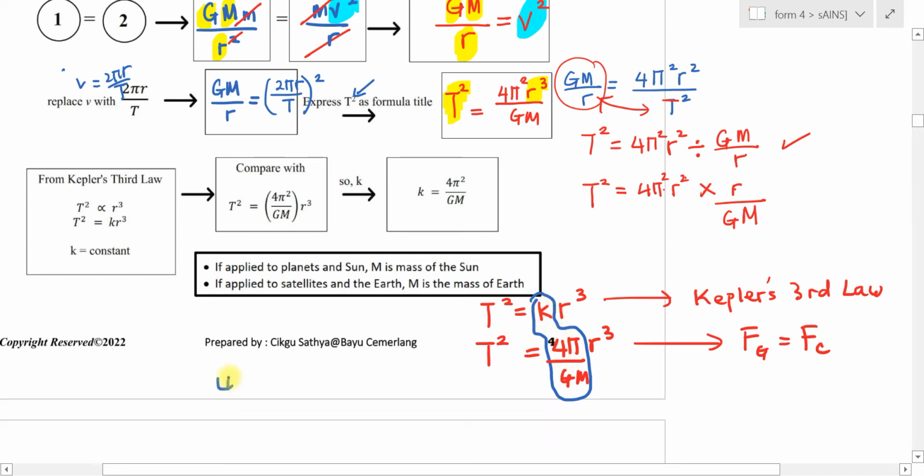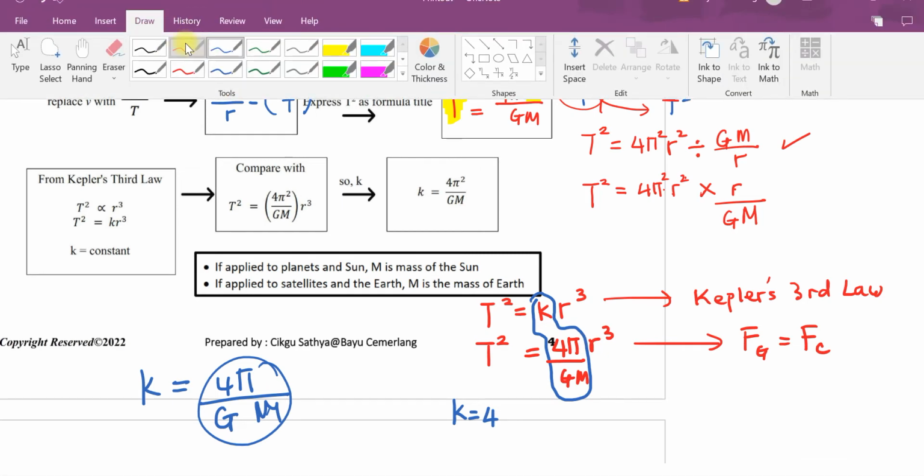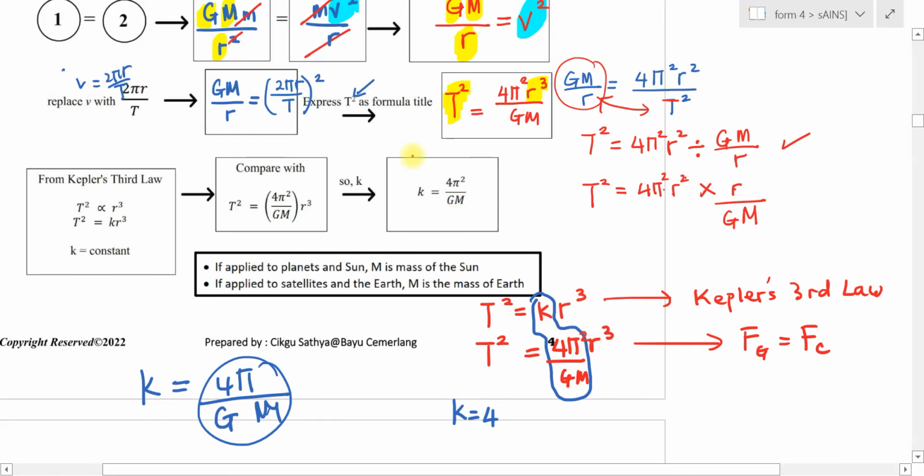4 ialah constant, memang 4. Pi ialah constant, tak akan berubah. Gravity punya constant tak akan berubah. Mass of the sun tak akan berubah. Semua ni constant. Dan semua constant ni kita boleh anggap sebagai K. Maka K itu adalah 4, saya lupa square tadi. Ada square di sini. 4 pi square over GM is equal to K. Can understand? Can, sir. Okay.